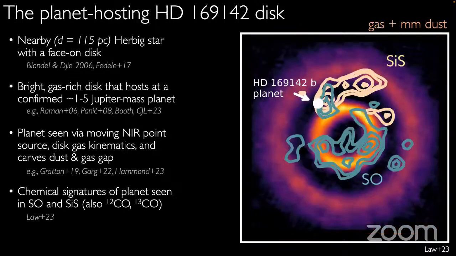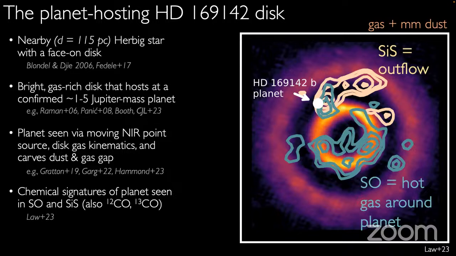And what I was able to find, I showed last year, was that there were some chemical signatures, some sulfur-bearing molecules, SIS and SO, that were localized right where the planet location is, right here. This SIS was really in the form of an outflow from the planet. And then you had a little detached blob in SO that was just a hotspot of gas where we thought that the ice was sublimating and you were getting local formation of SO.